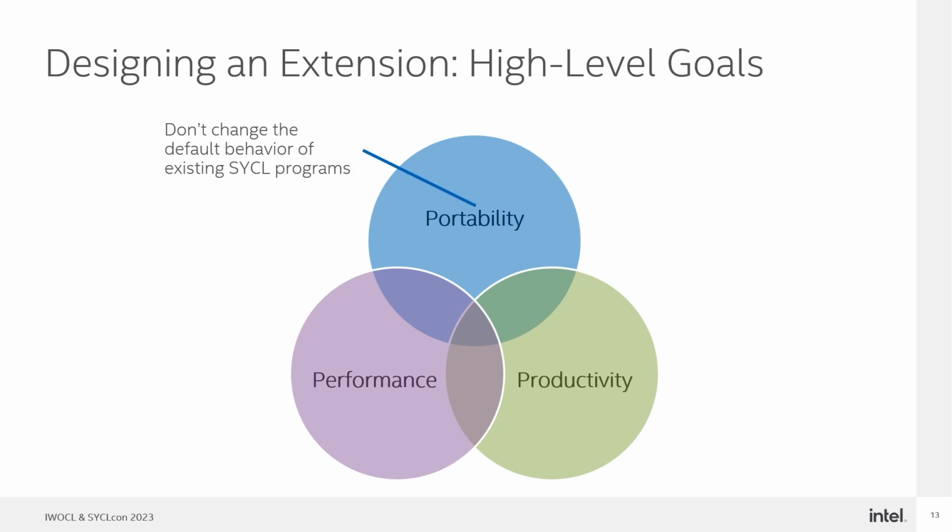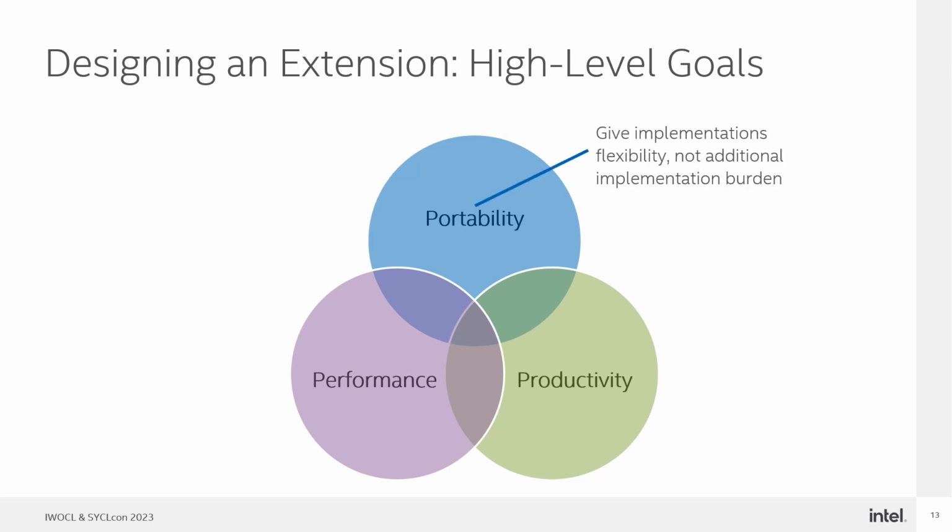First, it's critical that we don't change the default behavior of existing SYCL programs. We don't want code to suddenly stop working or to get slower unexpectedly when moving to a new version of SYCL. That means the default forward progress guarantee has to remain weakly parallel. We also need to allow for some flexibility if we want people to actually implement this extension. That means accepting that not all devices will be capable of providing stronger guarantees. Some of them will continue to only be able to provide weakly parallel forward progress guarantees.